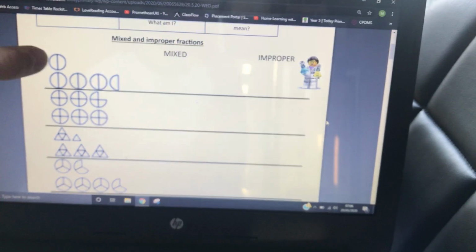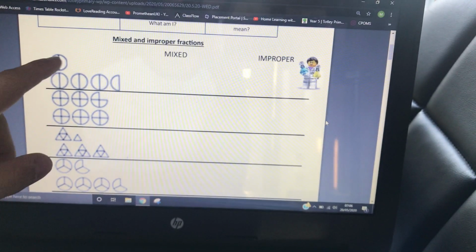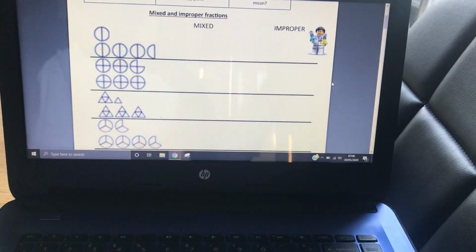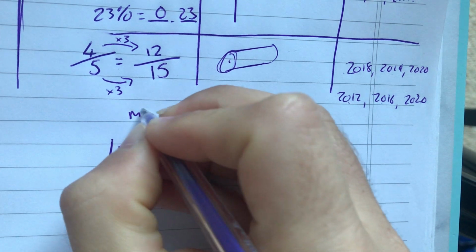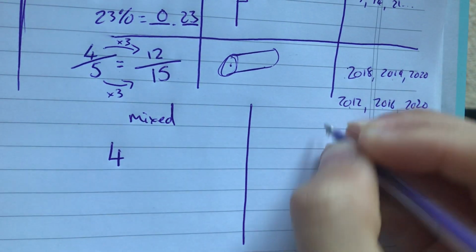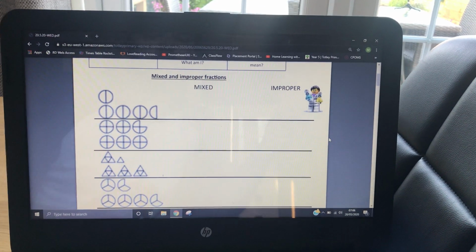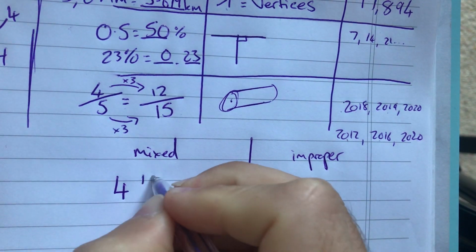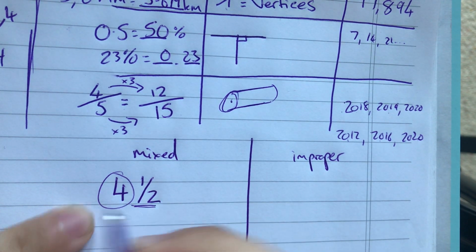If we do the mixed one first though, let's do the whole number first. How many whole things have we got? 1, 2, 3, 4. Right, so that first one is 4. And we have a half. So we've got 4 and a half. That is a mixed fraction now. We've got our whole number and we've still got our fraction.